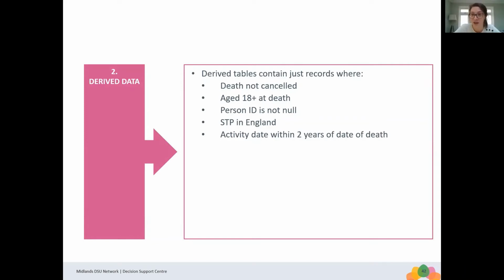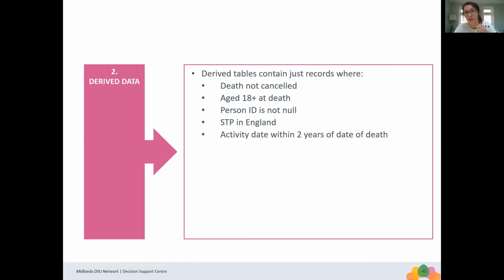We also exclude any null IDs because we're linking the data together for people, so we need to make sure we've got a valid ID. Also, we just at this point pull in SDPs for England. So I think in NCDR there is some Welsh activity, so that's excluded when we derive our tables here. Also, at this point, activity has to take place within the 2 years prior to death.